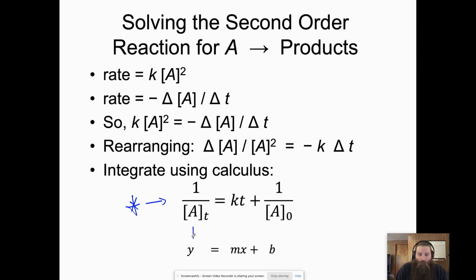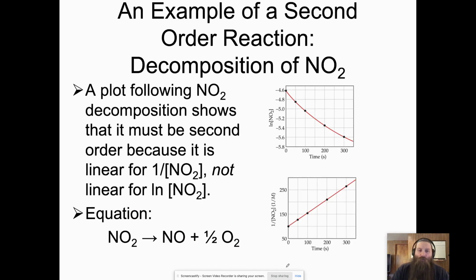So 1 over concentration of A at time T is y, all right? K is going to be m, T is going to be x, and 1 over concentration of A at time equals 0 is going to be b. There's our y-intercept.